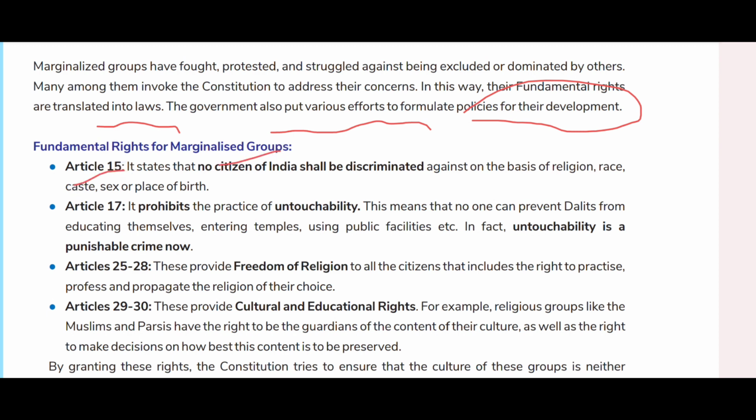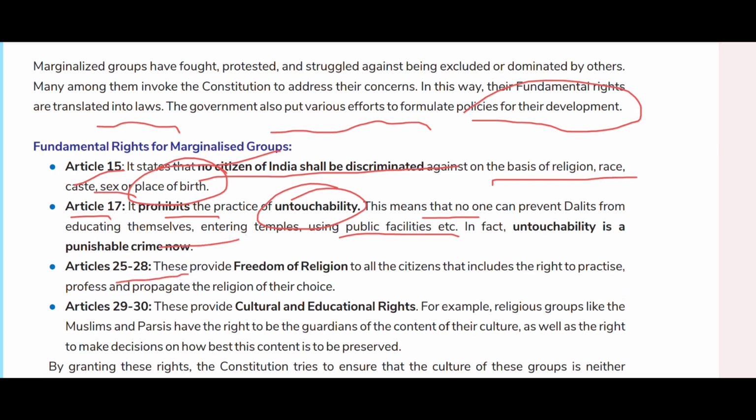Article 15 says that no citizen of India shall be discriminated against on the basis of religion, race, caste, sex, or place of birth. Article 17 prohibits the practice of untouchability. This means that no one can prevent Dalits from educating themselves, entering temples, using public facilities, etc. In fact, untouchability is a punishable crime now.